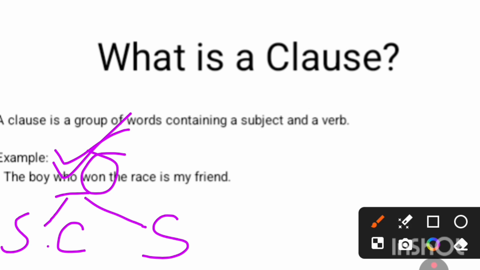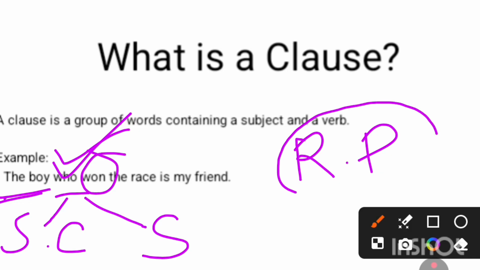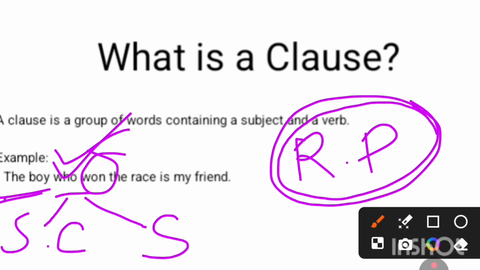On one hand it is a subordinating conjunction, on the other hand it is a relative pronoun, and this pronoun is used for this boy, so it will be called the antecedent. The boy is the antecedent here, and for this boy we have used this pronoun who, and you know who is the subjective form. So here it is acting in a double role. On one hand it is a subordinating conjunction, on the other hand it is the subject of this clause, so it will be called a relative clause.